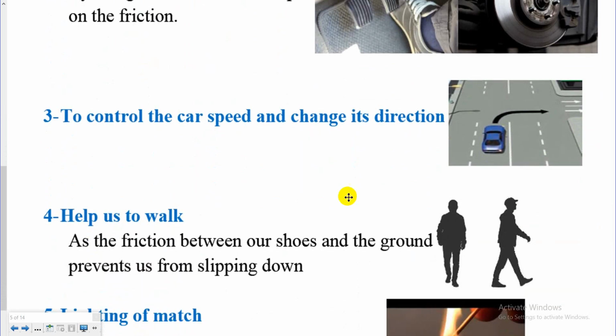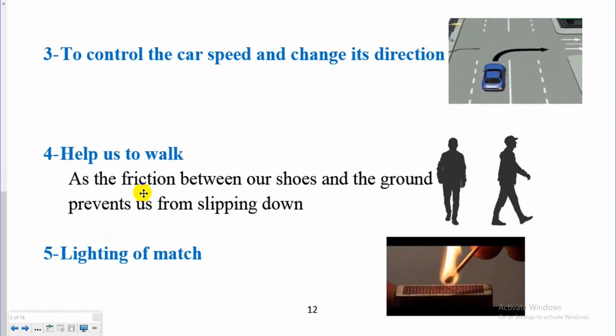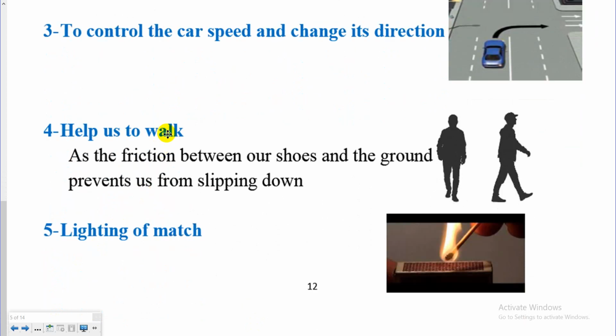Number 4, friction helps us to walk, the friction force between our shoes and the ground. We have shoes with a rough surface, not a smooth one, because when I have a rough surface, the friction force increases, so we can move on the ground and it prevents us from slipping down. Okay, number 5, lighting a match by the friction force also, so it can produce a fire. So all of these are 5 advantages of the friction force.